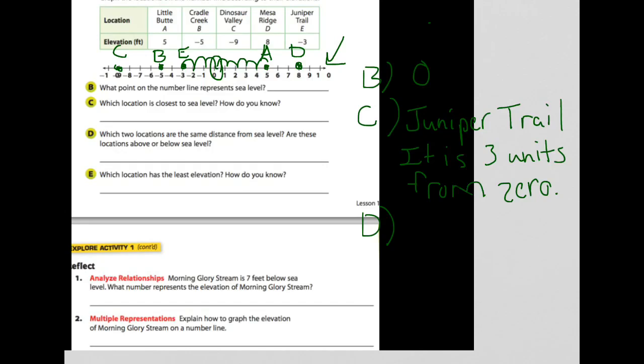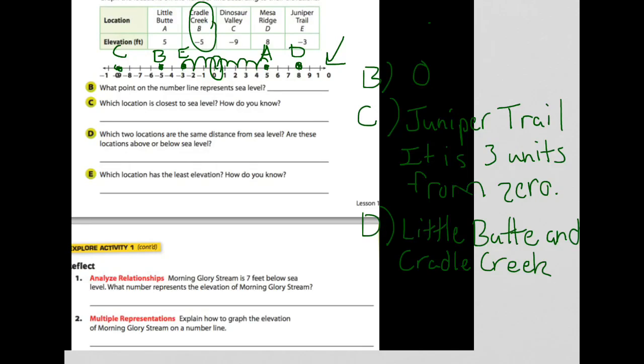So I've got Little Butt, and I'm also going to go ahead and put Cradle Creek. So those 2 distances, Cradle Creek and Little Butt, are 5 units away from 0.